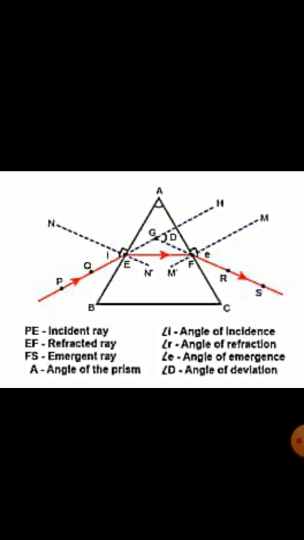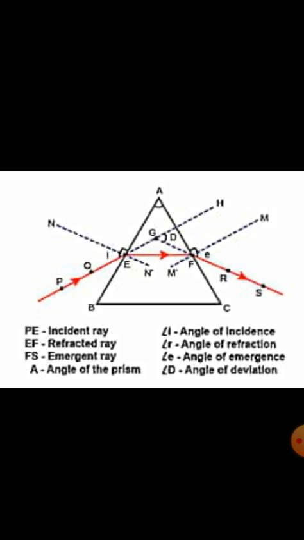Now, after placing the pins, remove the glass prism and the pins. Mark the pin points on the incident ray with P and Q. And the pin points of the pins that we placed on the refracting surface AC as R and S. Join the pin points R and S to meet the refracting surface AC at F.